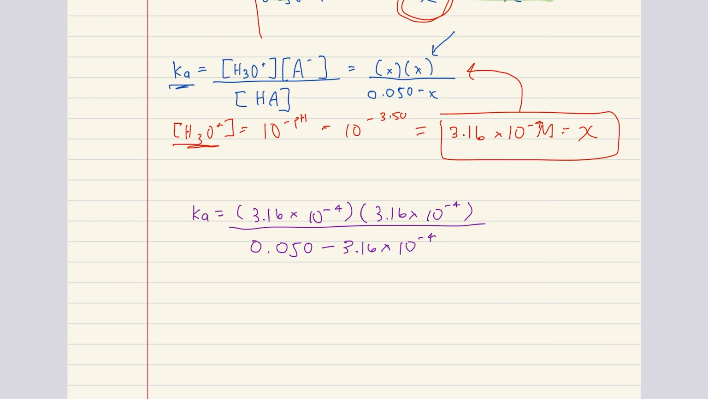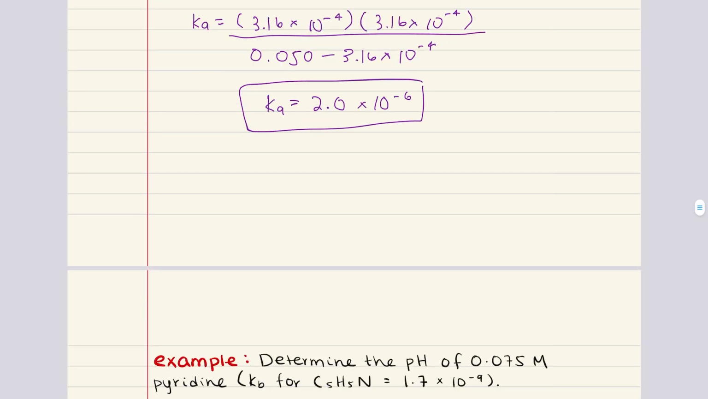And if we plug this into our calculator, we're going to get that our Ka is equal to 2.0 times 10 to the minus 6. And we got our final answer. Beautiful. Let's do another one for good measure.